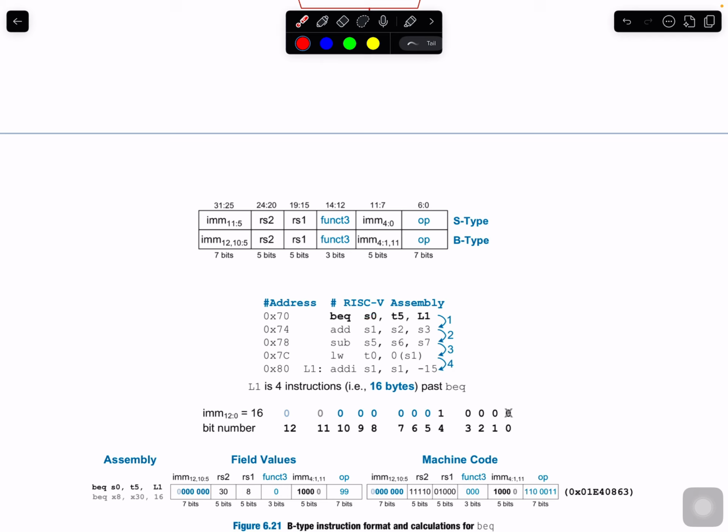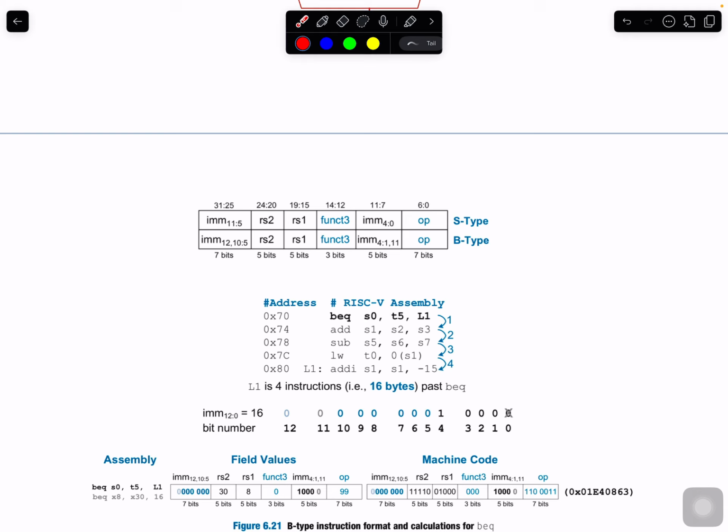Then we fill the instruction fields. Let's understand this. Our CPU sees 99, which means it's a branch, then it goes into the funct3 part and sees that it's branch-if-equal, not the other ones. Now it knows that it needs to compare RS1 and RS2, S0 and T5, and if they're equal, branch to L1.